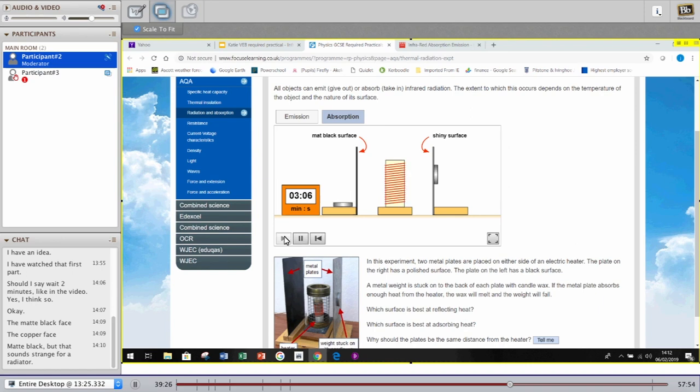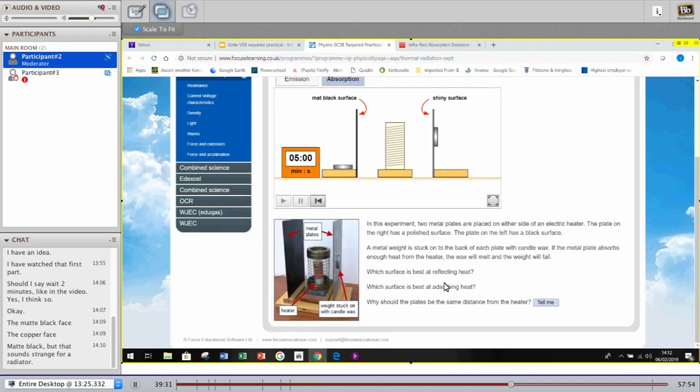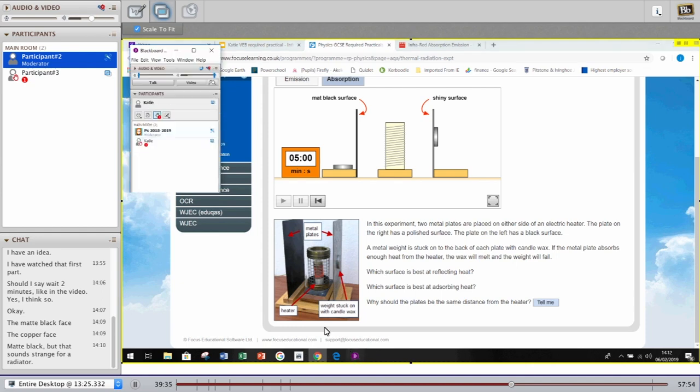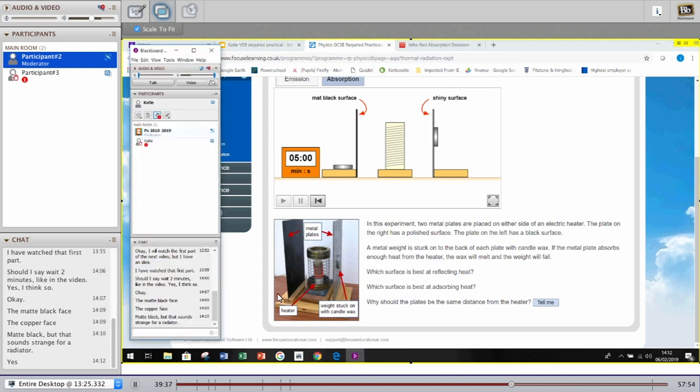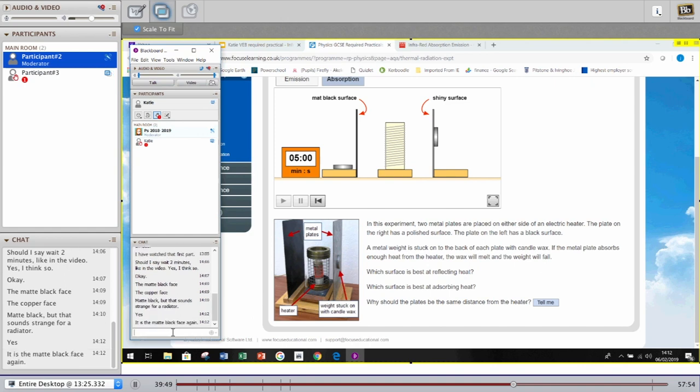Okay, so there you go. Will the other one actually fall off eventually, or it stops after 5 minutes, doesn't it? So which one is the best at absorbing? Which is the best at absorbing infrared energy? Good. So the matte black one is best at emitting infrared, and it's also best at absorbing infrared.